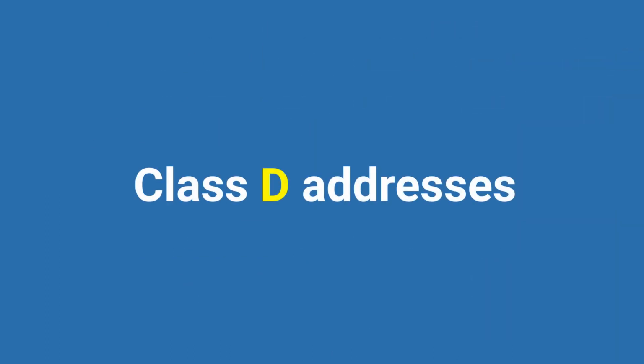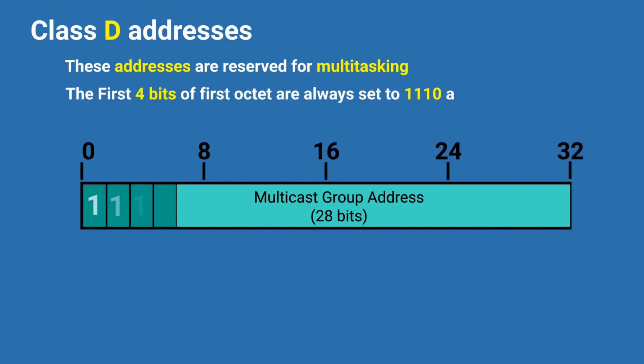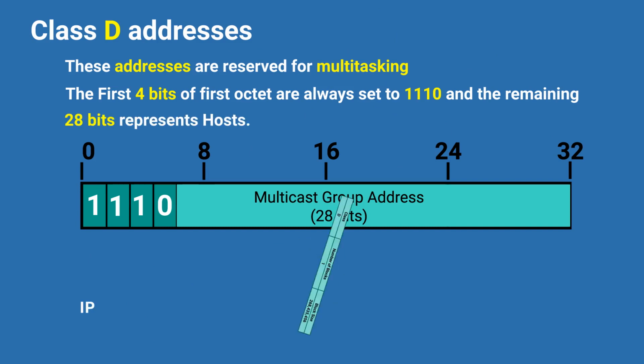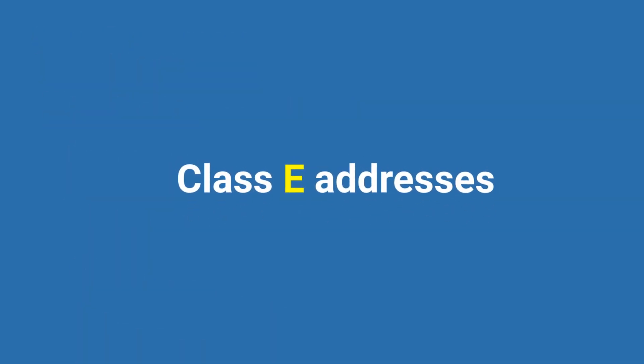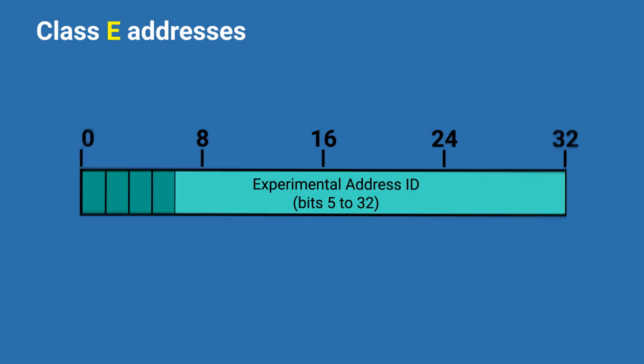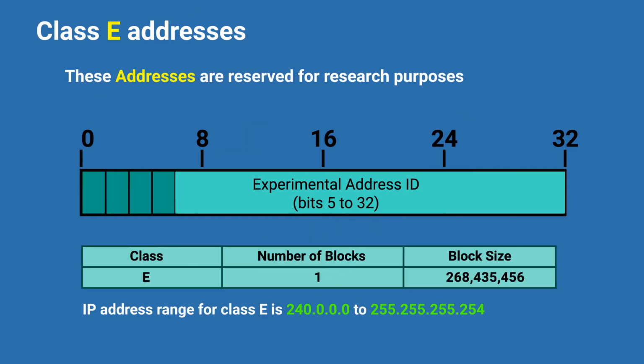Class D addresses. These addresses are reserved for multicasting. The first 4 bits of the first octet are always set to 1110, and the remaining 28 bits represent hosts. Class E addresses. These addresses are reserved for research purposes, ranging from 240.0.0.0 to 255.255.255.254. The first 4 bits of the first octet are always set to 1111.